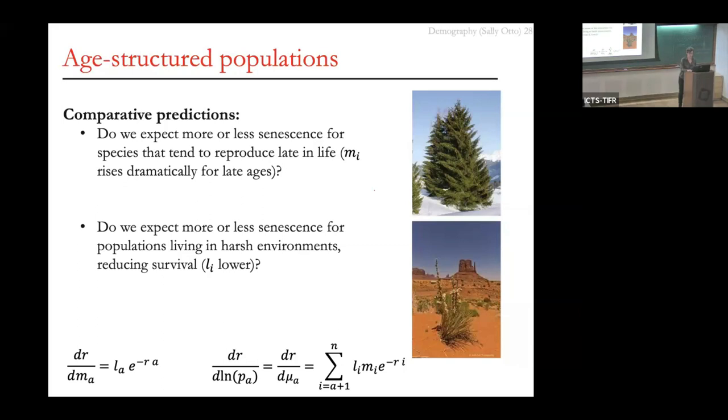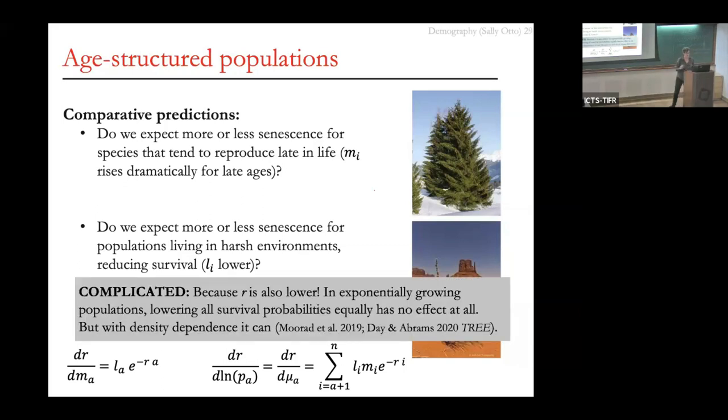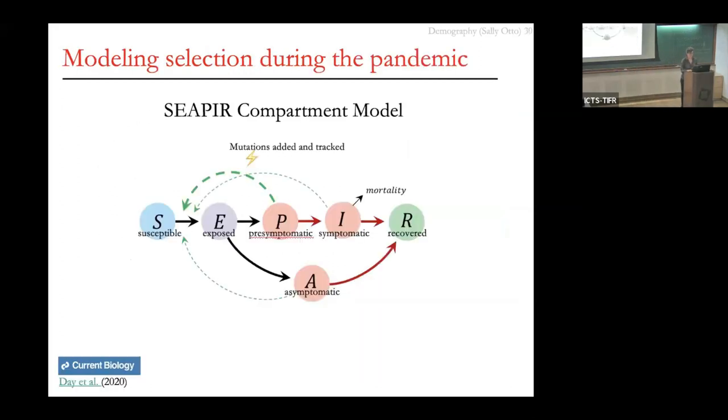This is a prediction made by Williams. It's quite controversial. There's a recent series of debates about this in Trends in Ecology and Evolution by Murad et al. and Dan Ambrose. But the bottom line is, in this easy case that I'm considering here, it cancels out.